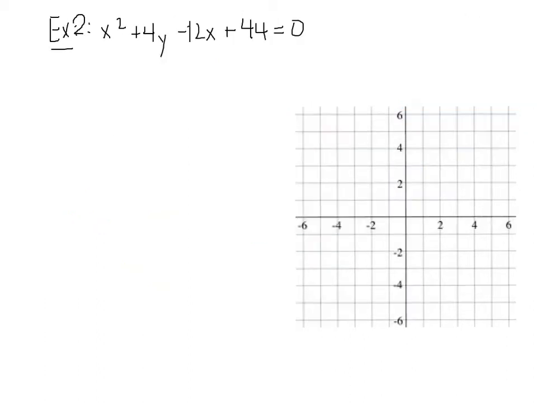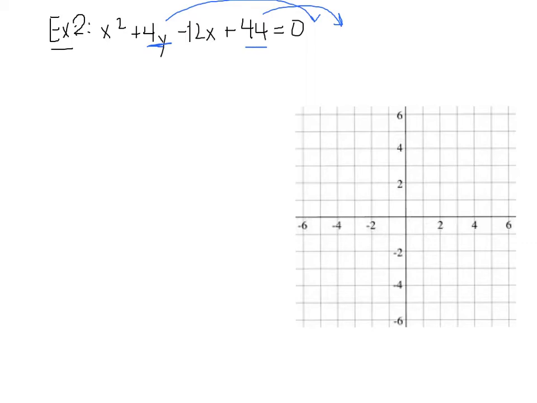Alright, so let's look at this next equation. The first thing I should notice is that it is not in standard form. So remember, for a parabola, to get it into standard form, you want the squared term on the left and the non-squared term on the right. It looks like my y's are the ones that are non-squared, so I need to move that over to the right-hand side. I also need to move my number to the right-hand side and keep my squared terms on the left.